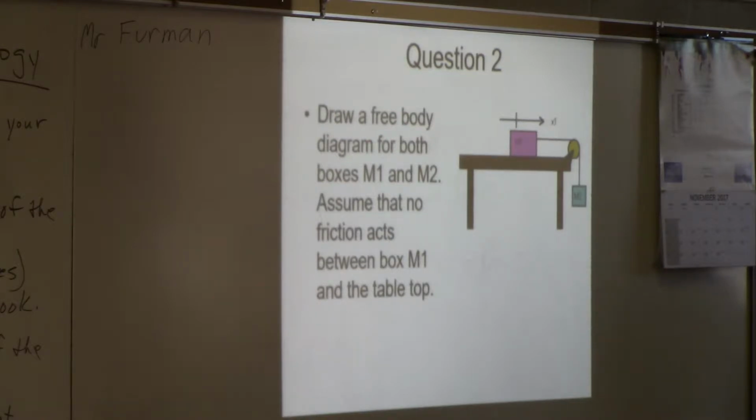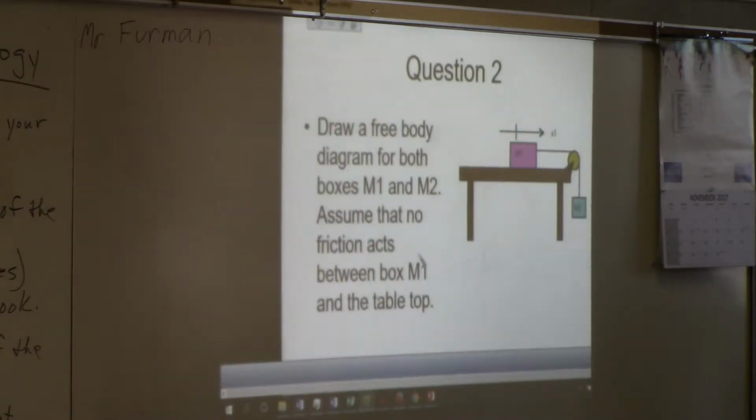Atwood machines. How many of you love Atwood machine problems? My students tend to have a hate-hate relationship with Atwood. I don't know. It's a really good problem because it involves tension and multiple forces and defining your system, but they tend to not care for it too much. So draw a free body diagram for both boxes M1 and M2. Assume that no friction acts between box M1 and the tabletop.